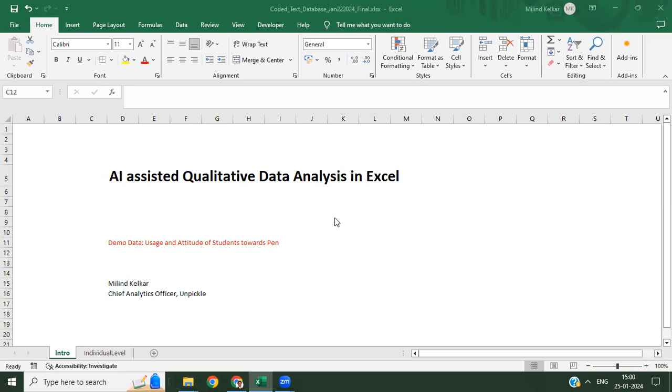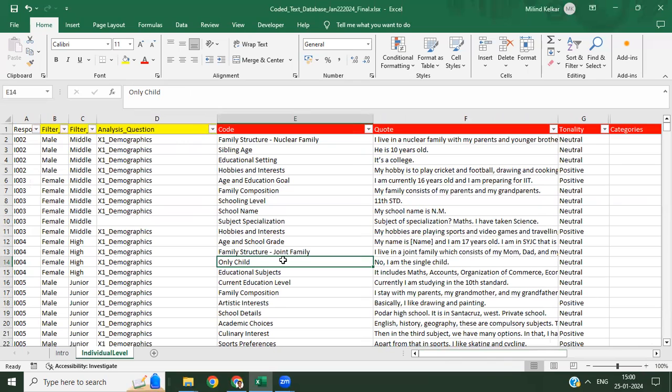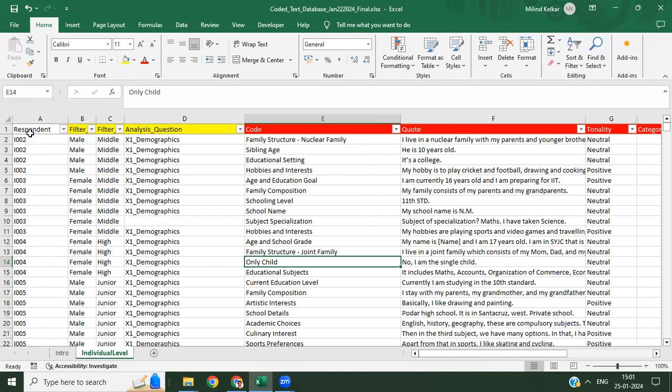Analysis in Excel. We want to bring the whole demo data of how to use, understanding how qualitative researchers can analyze in Excel. So today's demo data is usage and attitude of students towards pen. What I'm going to share on the screen is an AI-generated and analyst-validated coded qualitative data set where the first column refers to the respondent.